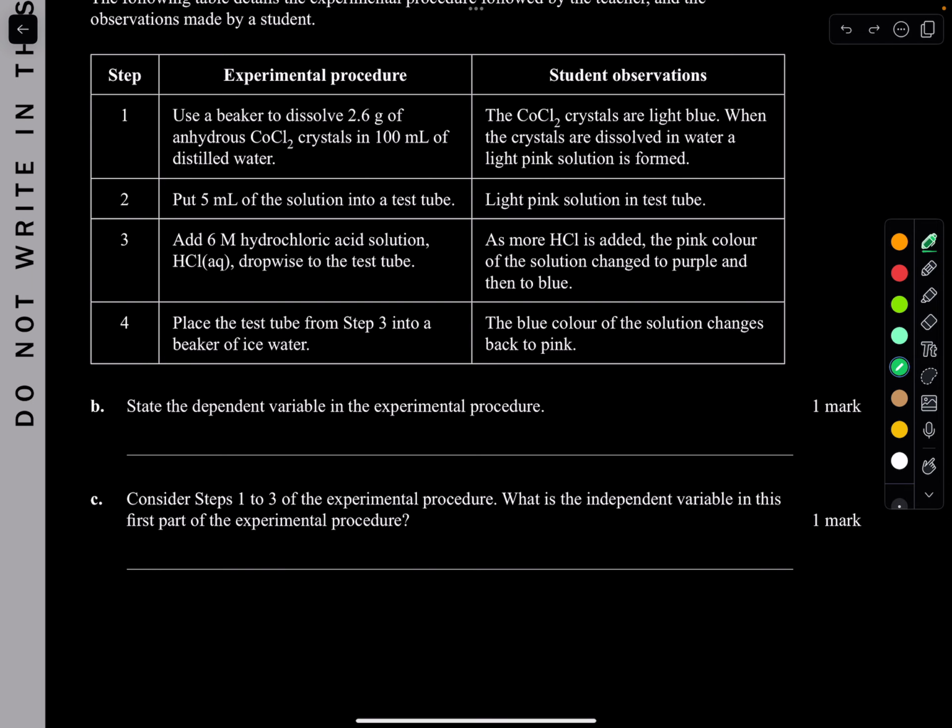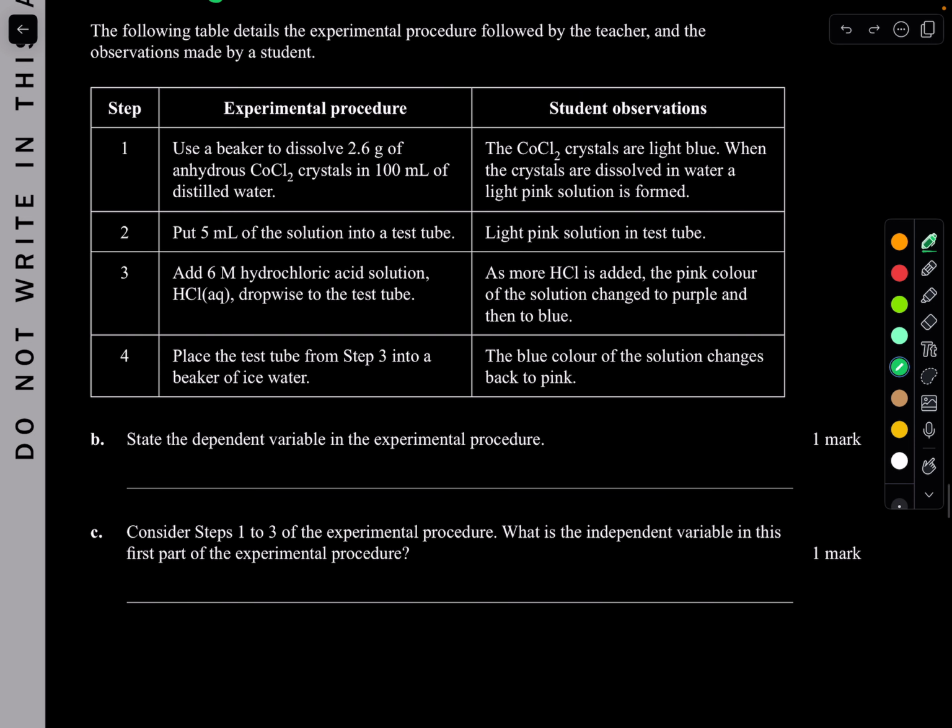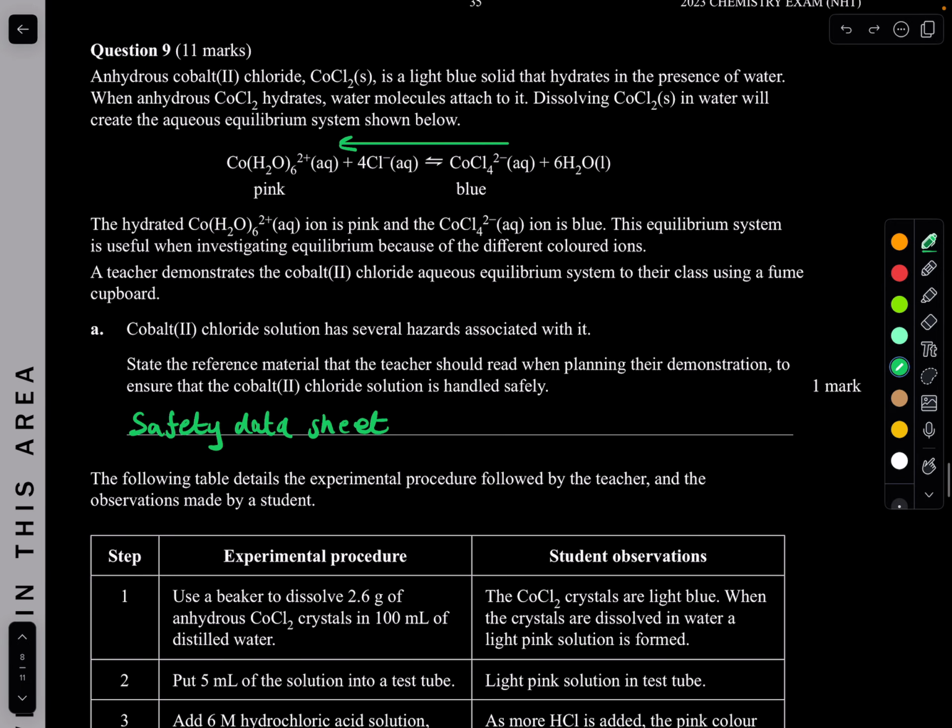Step 3: add 6 moles per liter of hydrochloric acid solution, HCl, dropwise to the test tube. And what did that do? As more HCl is added, the pink color of the solution changes to purple and then to blue. So basically it had to go to the right, which makes sense because we have the Cl minus, these chloride ions.